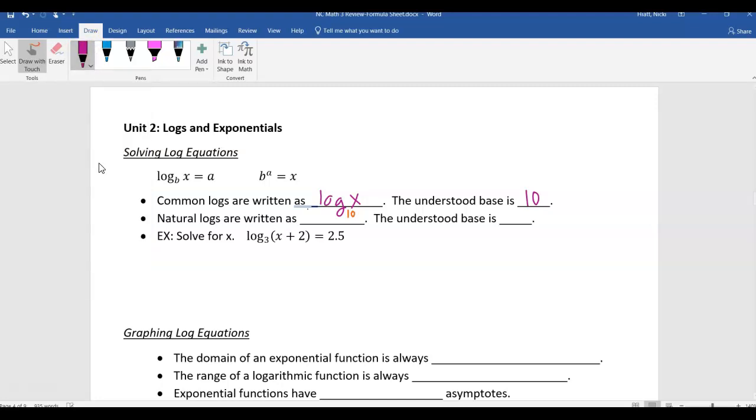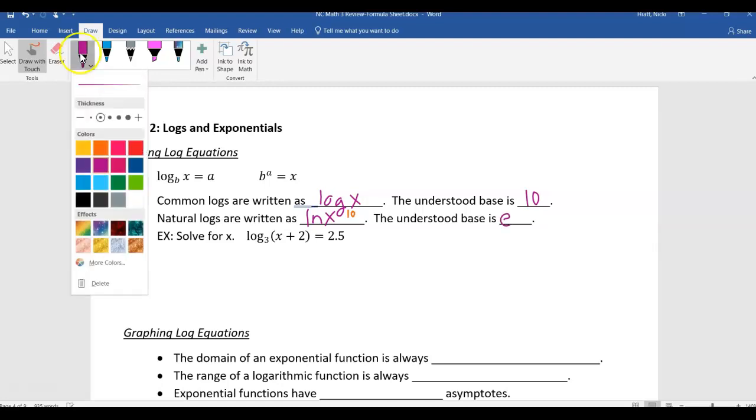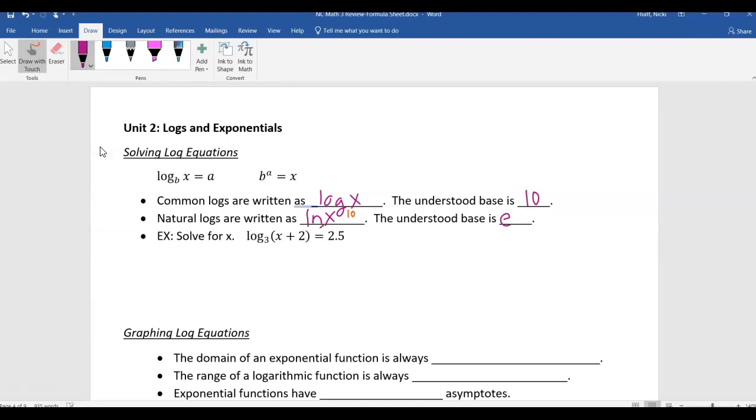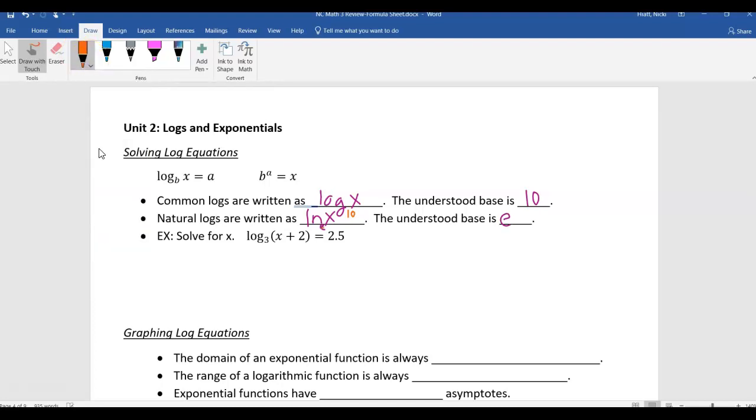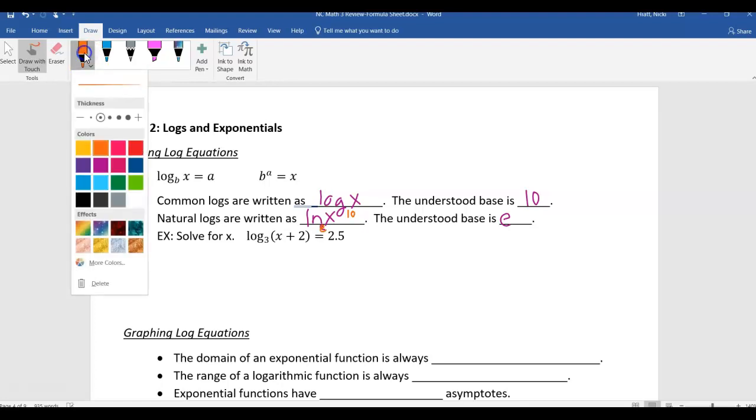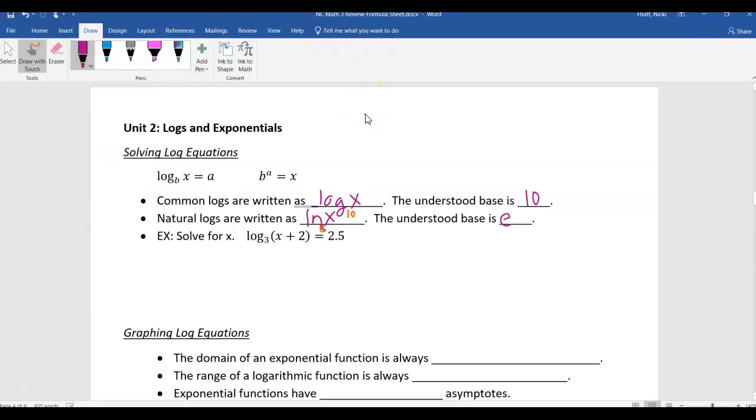Natural logs are written this way, natural log of x, and they also don't have a base written, but the understood base is e. So even though it's not written there, we know that there is a base of e right there. Let's do that in a different color. Right there. Okay. So if we're asked to solve a log equation, I'll go back over this real quick.